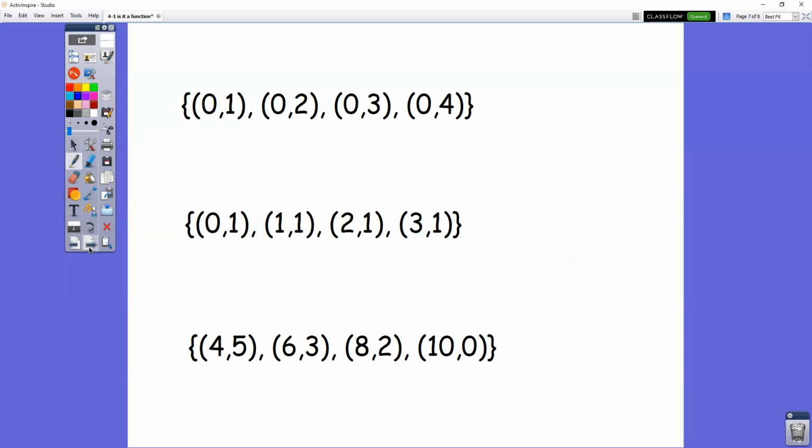Go ahead and try these 3, please. Remember that when you have this type of question, if there's 2 X values that are the same, it is a no. Go ahead and try these 3, please.